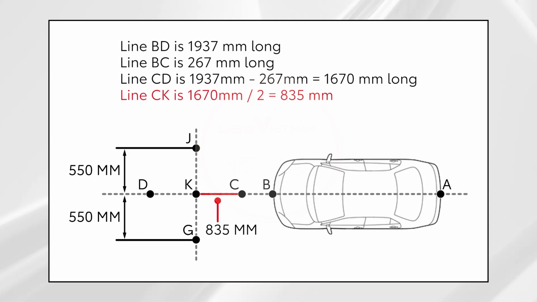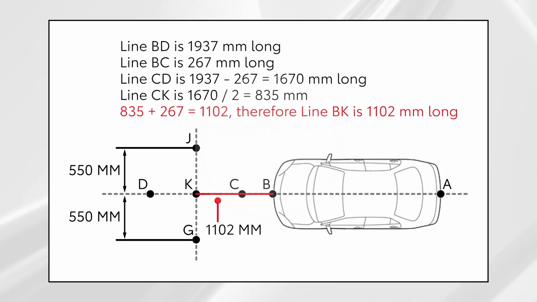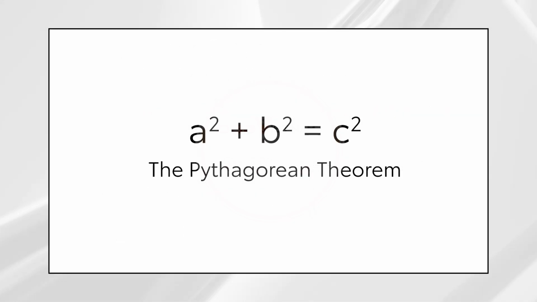Since bisect means to divide in half, 1,670 divided by 2 equals 835. Line CK is 835 millimeters long. Line CK, 835 millimeters, added to line BC at 267 millimeters equals 1,102 millimeters. That means that point K, the center target location, is 1,102 millimeters down the center line from point B at the front bumper. Now we can use that old nugget from geometry class, the Pythagorean theorem.